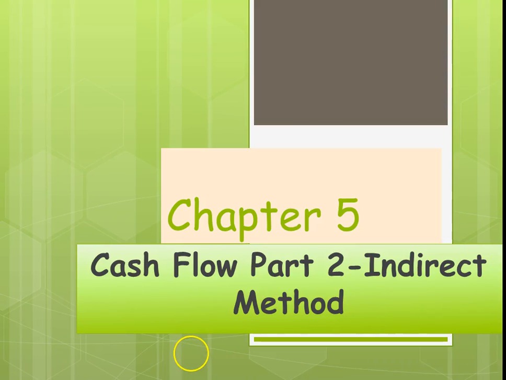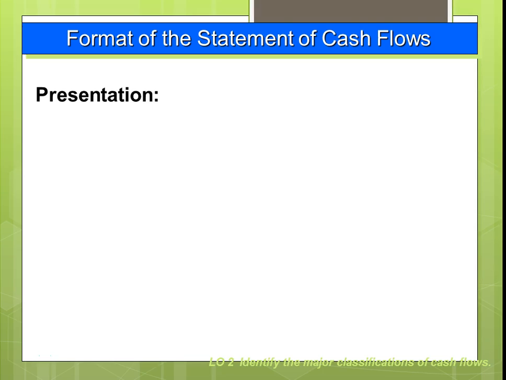Chapter 5, Intermediate Accounting, Kieso, 16th edition. We're going to cover cash flow, specifically the indirect method. Now the presentation: we break down the cash flow statement between operating activities.